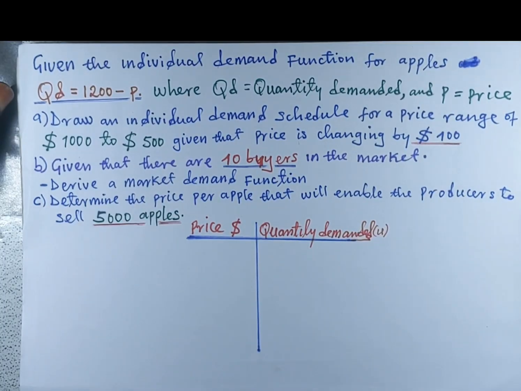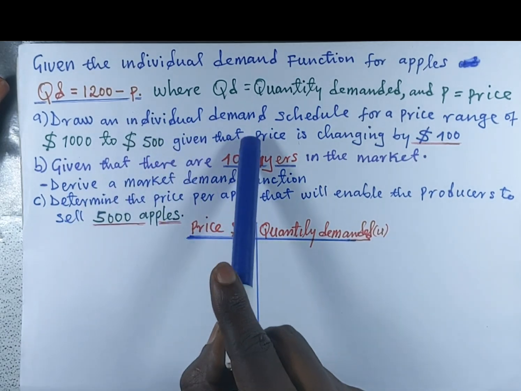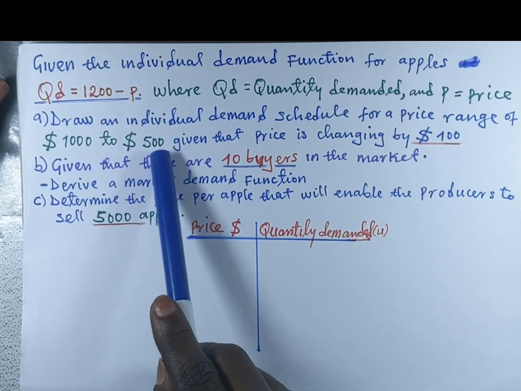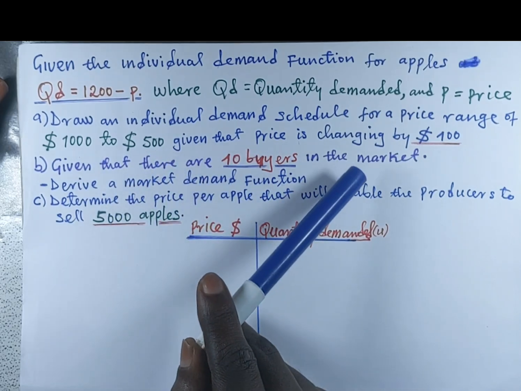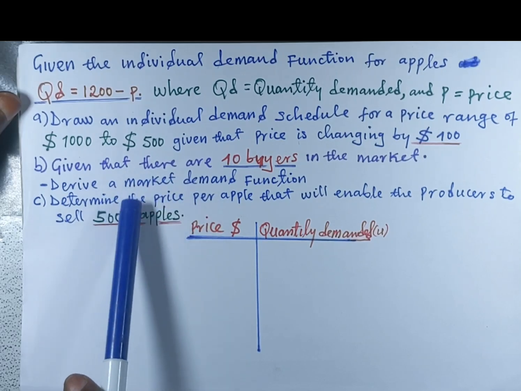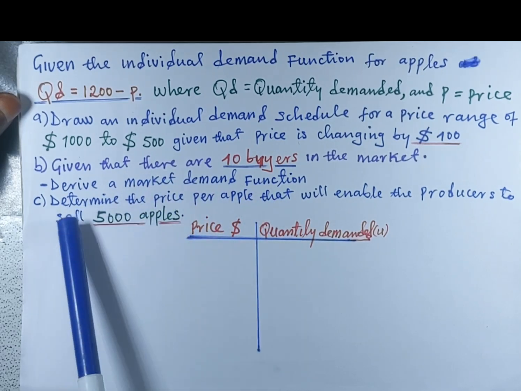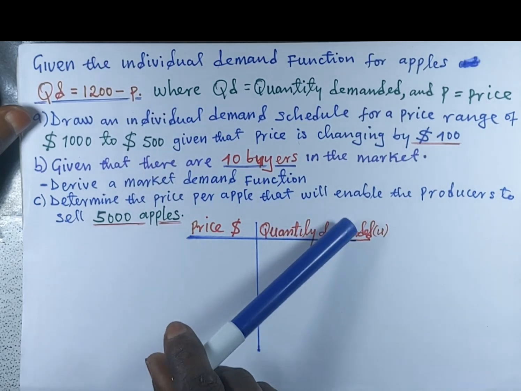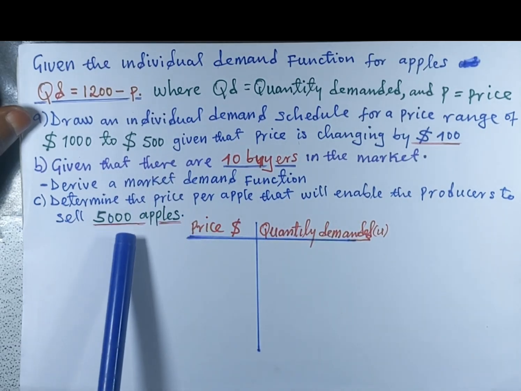You are welcome to another session of Sam's Economics tutorials, and in today's video I'm going to teach you how to draw an individual demand schedule for a price range of 1000 to 500 given that price changes by 100, and secondly how to derive a market demand function, and lastly to determine the price per apple that will enable the producer to sell 5,000 apples.